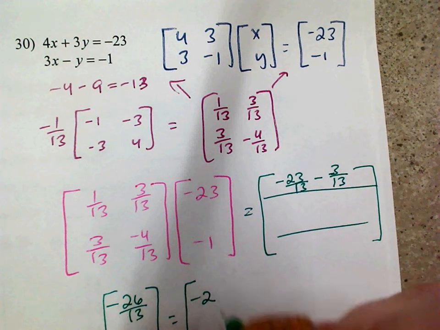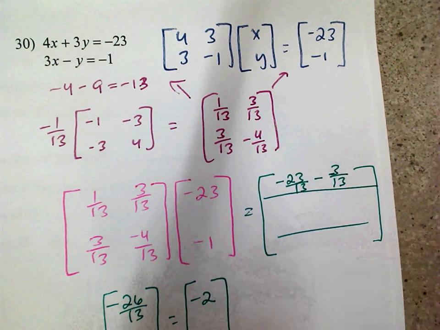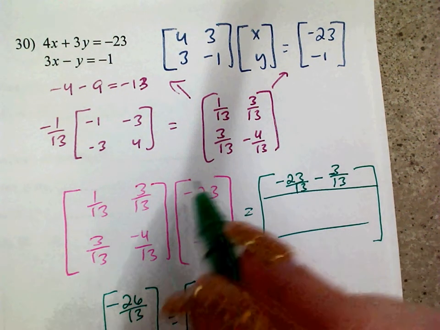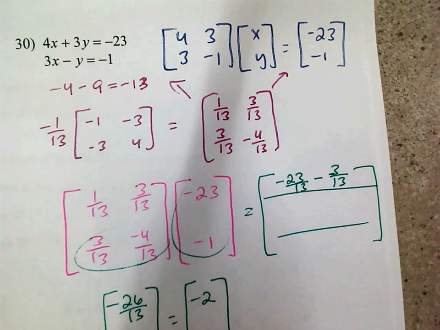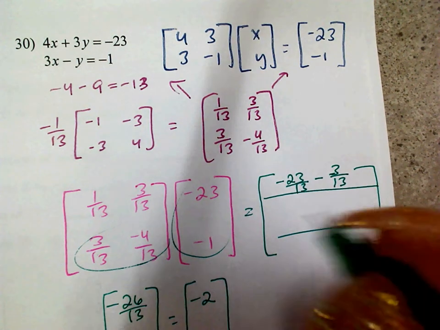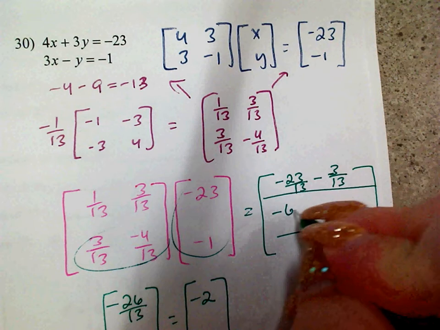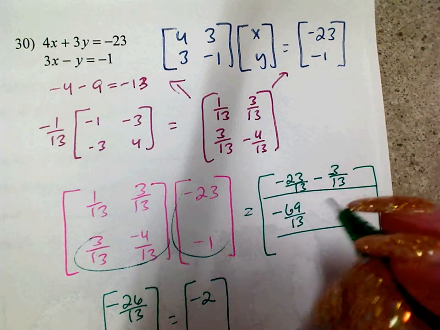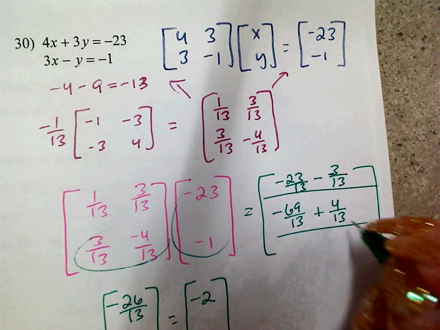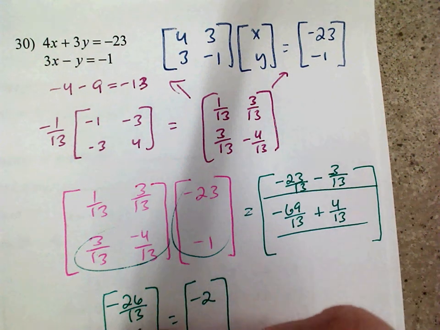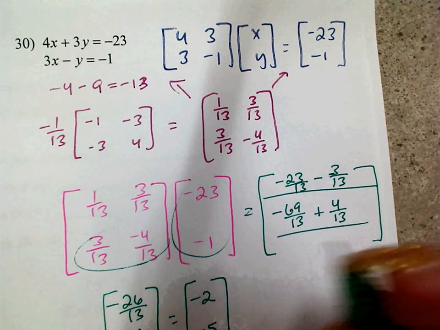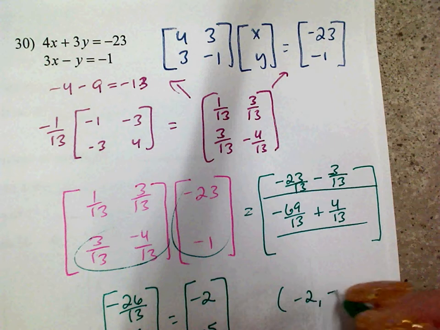And then row by column. So 3/13 times negative 23, that would be negative 69/13, and then plus 4/13, so that's negative 65/13, and that is a negative 5. So my final answer is negative 2, negative 5 as the coordinate point.